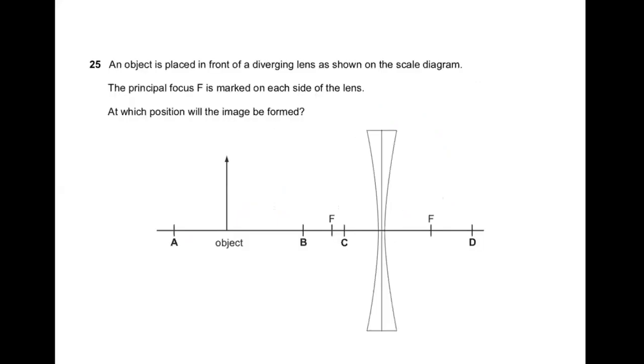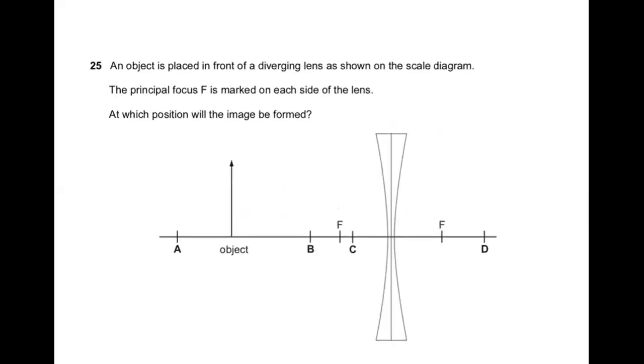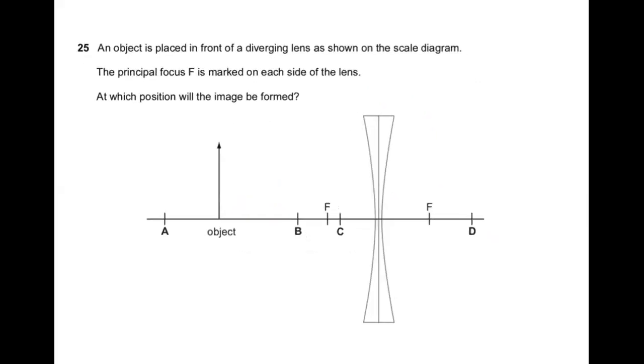Question 2 is about lenses. An object is placed in front of a diverging lens as shown on the scale diagram. The principal focus F is marked on each side of the lens. At which position will the image be formed? In lenses, we'll make two rays to find the position of the image.